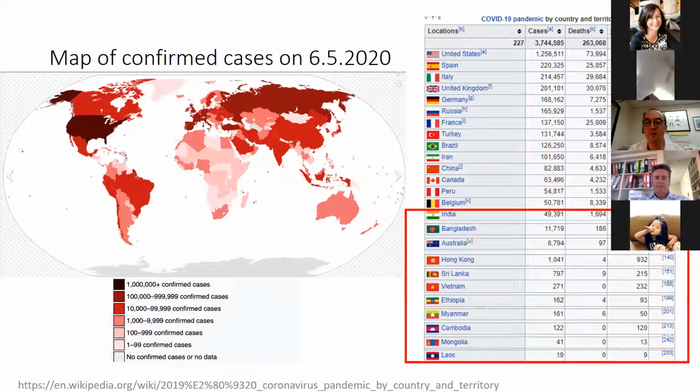So let's look at the situation back home and around Asia. Australia, India, and Bangladesh appear to have the majority of cases in Southeast Asia. And Hong Kong has around 1,000 cases so far. And this is followed by Sri Lanka, Vietnam, Ethiopia, and also the other countries.